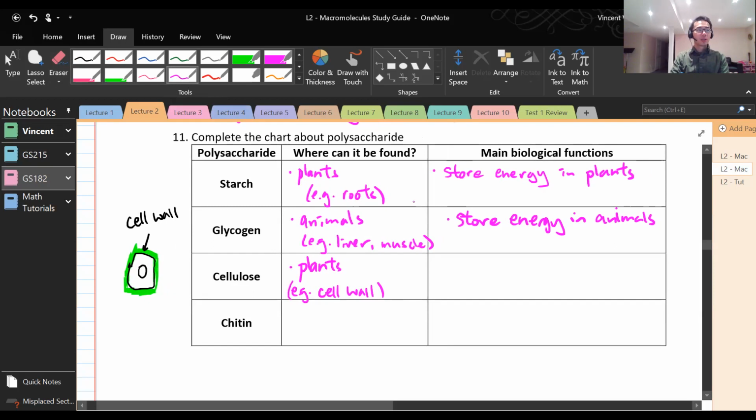So what is it for? Structural support. Maintain cell shape. Maintain cell wall, you can say.